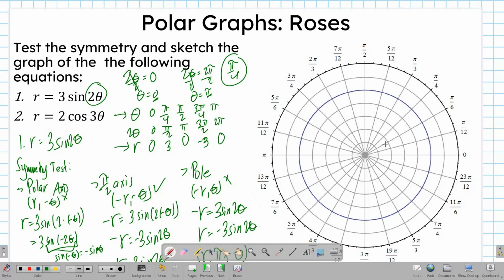So therefore, let's first place our polar axis and our pi over 2 axis. So 0, 0 is here. Then pi over 4, 3. So 1, 2, 3, pi over 4 is here.